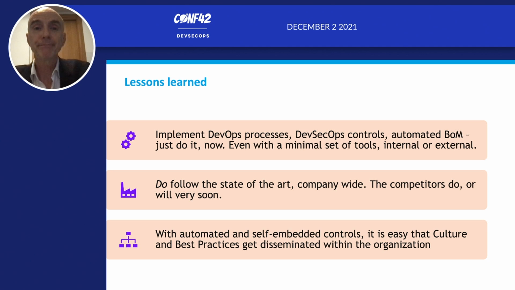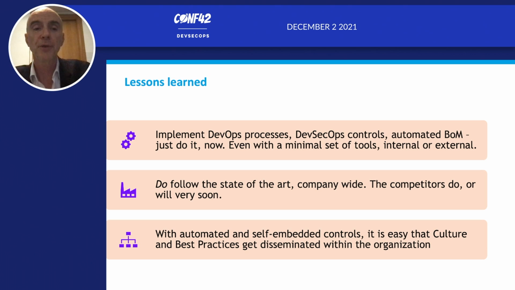So do it now. Do follow the state of the art company-wide, because the competitors do. If you didn't do CI 5 years ago, the competitors were doing it. If you didn't do CD 2 years ago, the competitors were doing it. If you don't orchestrate your releases today, if you don't do DevSecOps today, if you don't look at value stream management today, the competitors do. And they will get an advantage if you do not do it before them. So do follow the state of the art in your company.